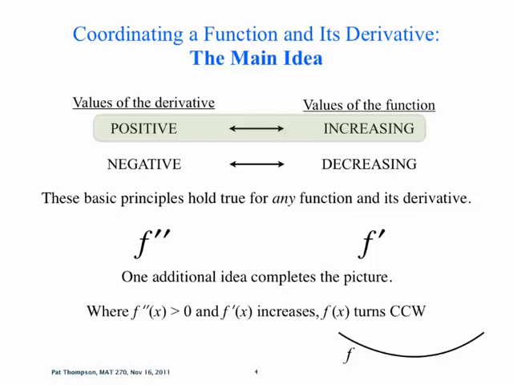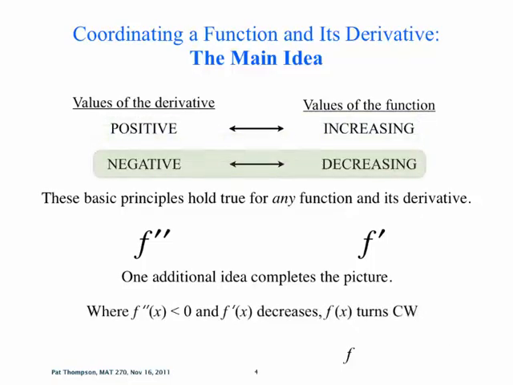Okay, and then in the second case, where the values of the derivative, so if the second derivative is negative and the first derivative decreases, then f turns clockwise. The rate's getting less positive and more negative, so we get concave down. And that's now we're at like 95%, 99% of what you need to know to kind of make your way through any kind of problem where you're relating derivatives and drawing graphs and things like that.